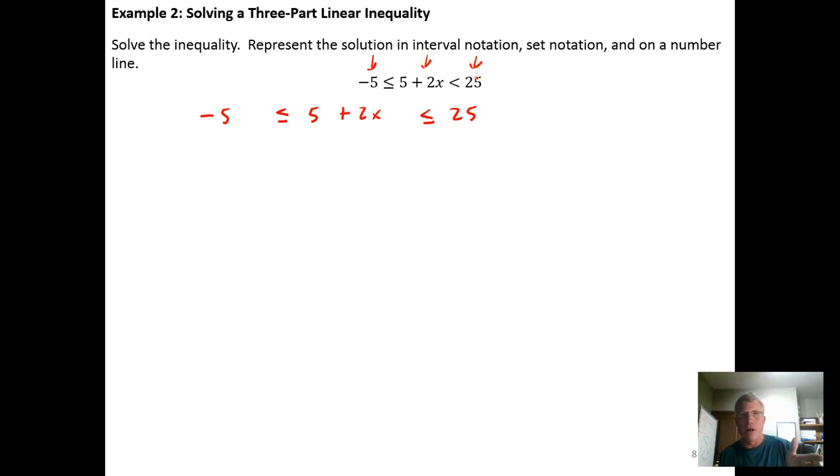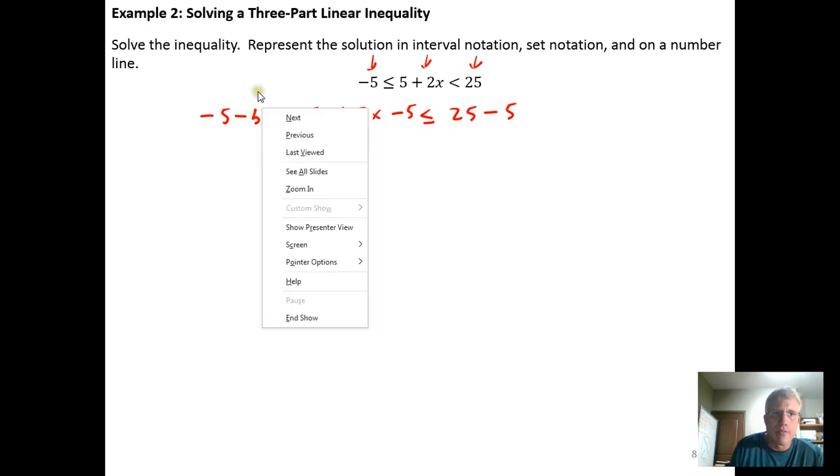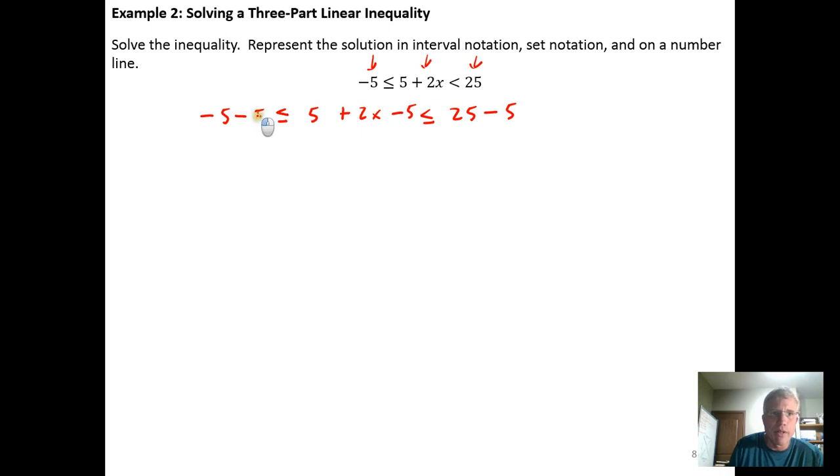The idea in a three-part linear inequality is to isolate the x in the middle so we know which numbers are bounding the x on the left and the right. So to get the x by itself, which is the focus, you just look at the middle part of the three-part inequality and you say, what can I do to get the x by itself? Well, here I can see that subtracting 5 would help get the x by itself because 5 minus 5 would be 0. 2x plus 0 is 2x. But if I subtract 5 from the middle, I also need to subtract 5 from the right side, and I need to subtract 5 from the left-hand side as well of the three-part inequality.